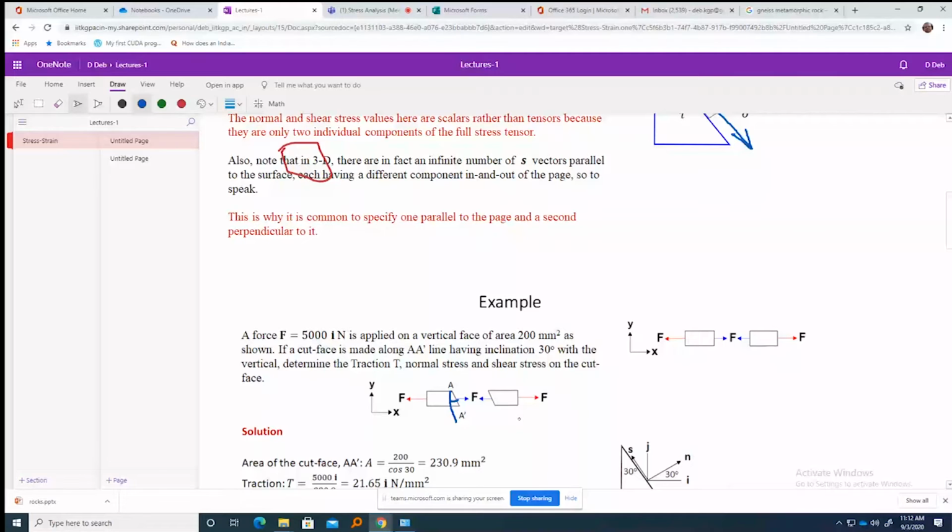Okay. The question is clear to you? A force F acting on a 200 square millimeter area, which is perpendicular to that force. And then I have cut this along this line, which is 30-degree with the vertical. Now the question is, what is the traction vector, the value, along the AA dash, as well as the normal and shear stress. Okay. Now, how can we do that? This 200.